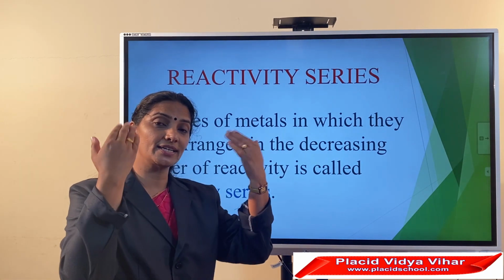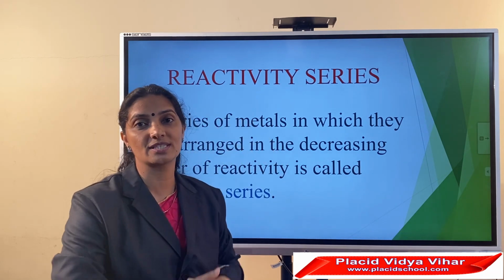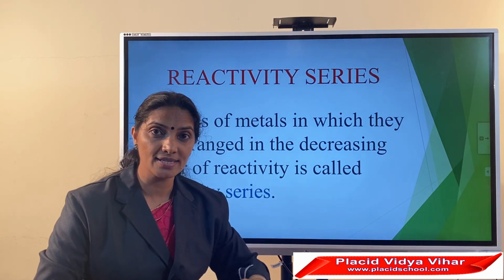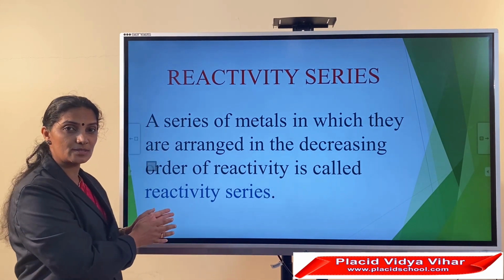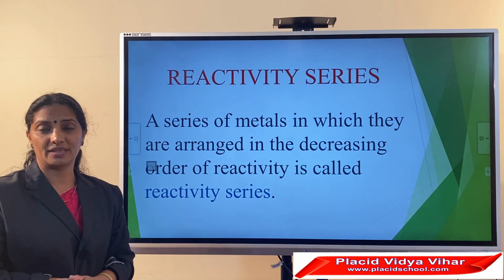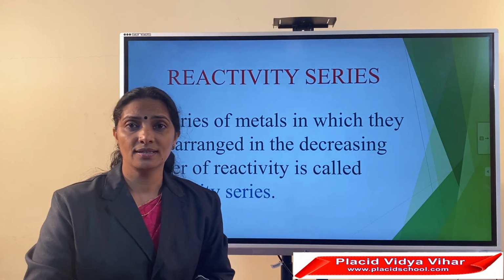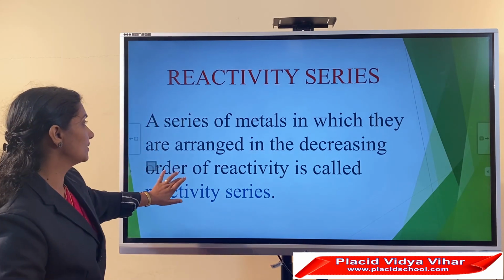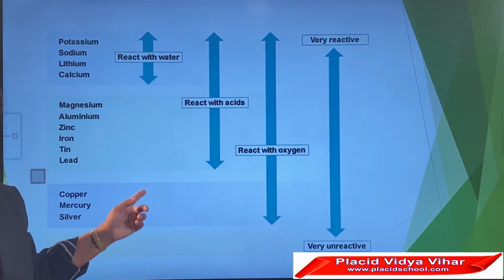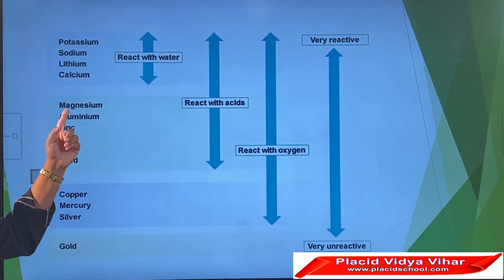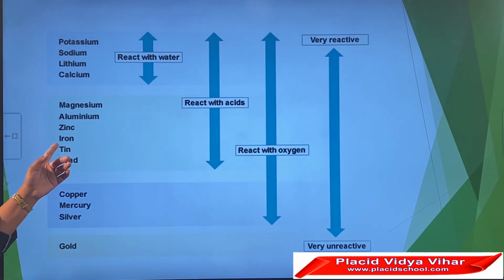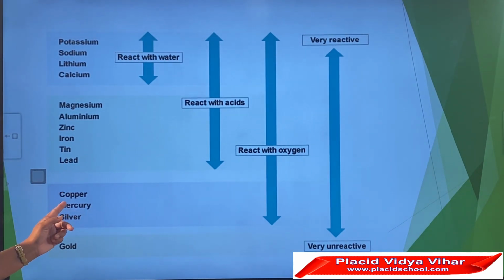That means the highly reactive metals are arranged at the top of the series. As we move down the series, the reactivity of metals decreases. And at the very bottom of the series, we have less reactive metals. They sometimes do not react with any other materials. Let's see the series. Can you see the series? Potassium, sodium, lithium, calcium, magnesium, aluminium, zinc, iron, and finally we have copper, mercury, silver, gold, and one more least reactive metal is present. It is platinum.